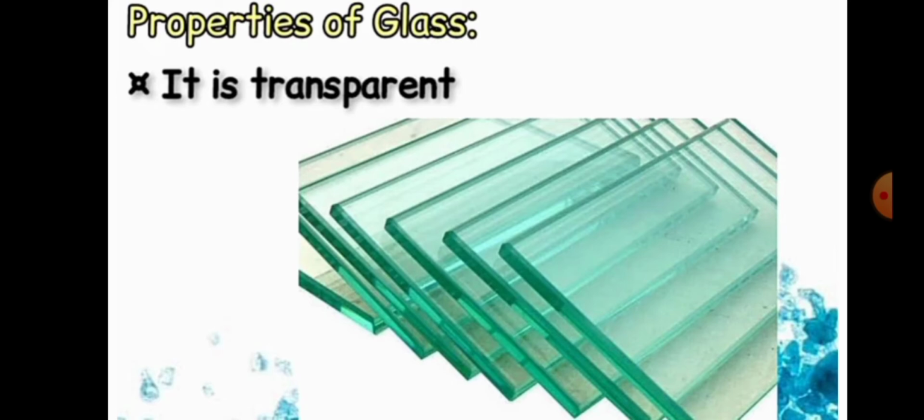Some properties of glass. Glass has many useful properties. It is transparent, which means you can see through glass. It is strong and hard. You can put a lot of load on it. It is impermeable.